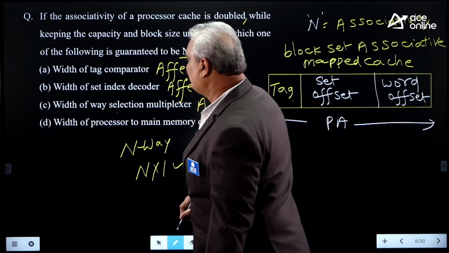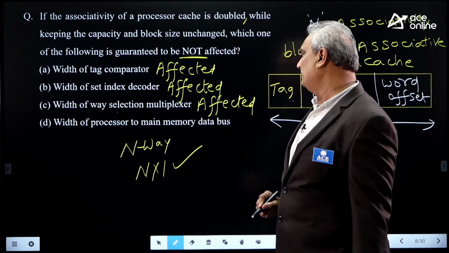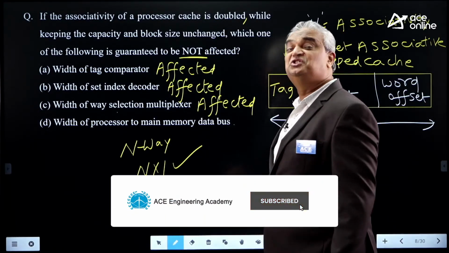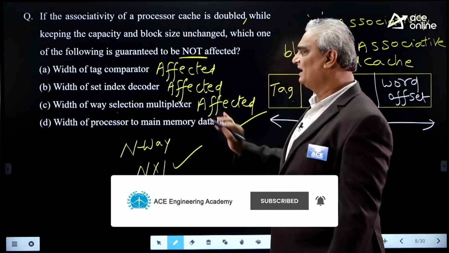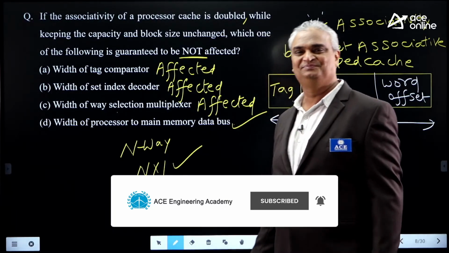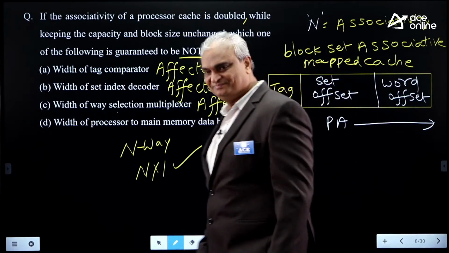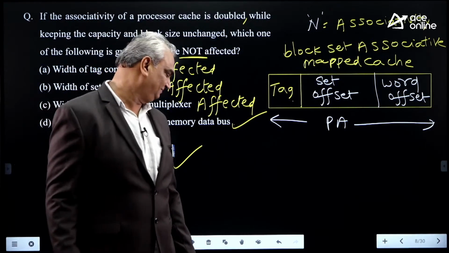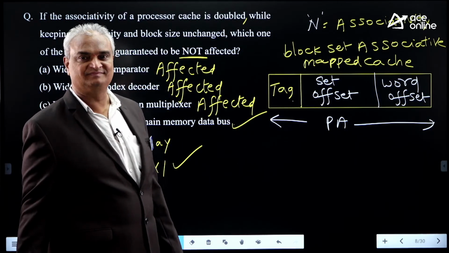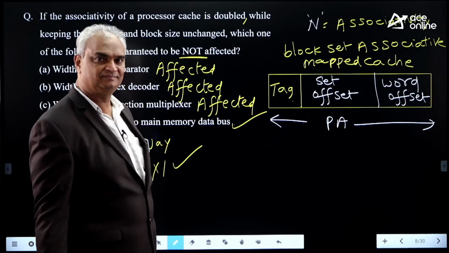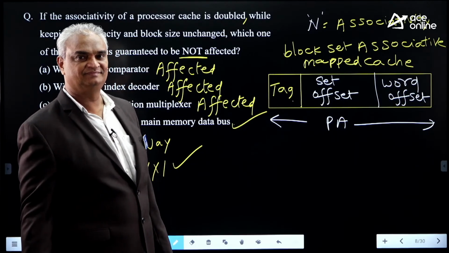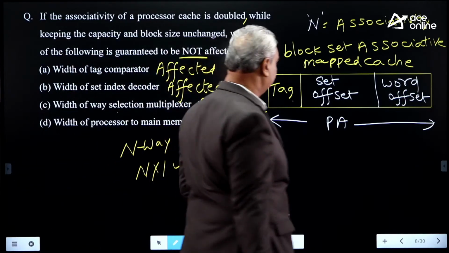What about next one? Width of processor to main memory data bus, always it is unchanged, it is fixed. So correct answer is D only. Okay, next.